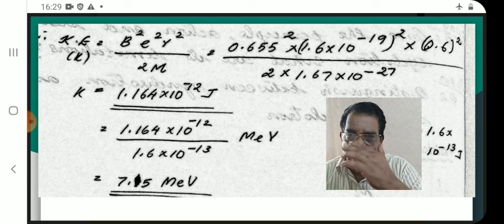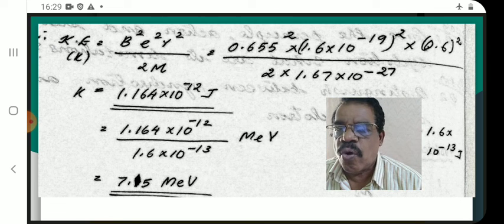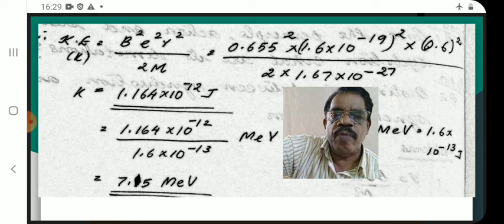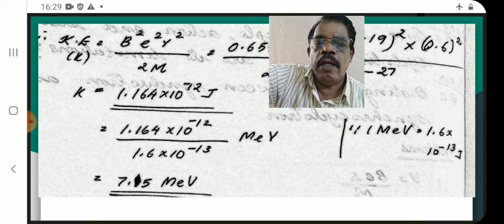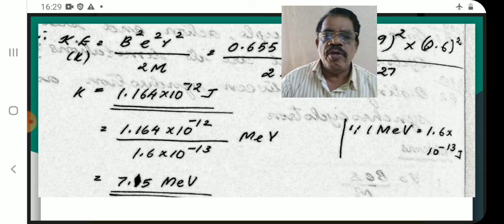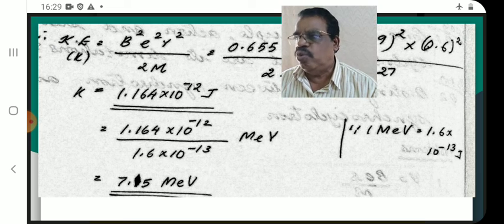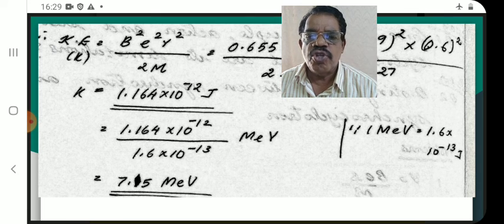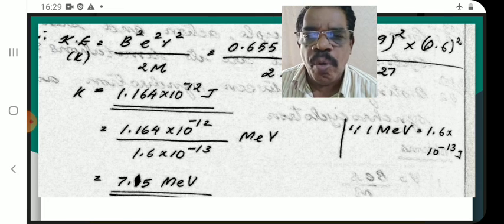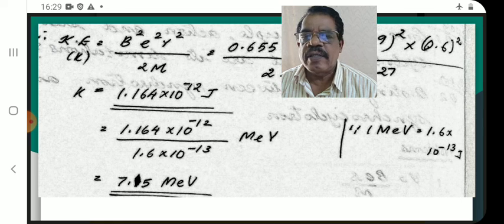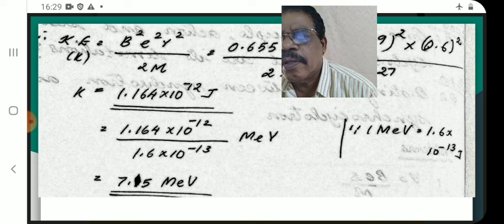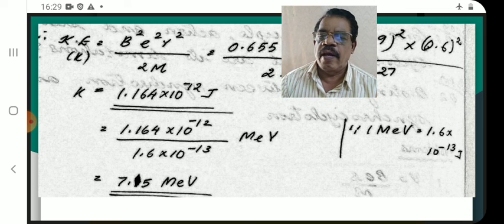We can convert into MeV by dividing it by 1.6 × 10^-13, because 1 eV is 1.6 × 10^-19 joule, and 1 MeV, that is 10^6 eV, is 1.6 × 10^-13 joule. So when we divide joule by 1.6 × 10^-13, we get MeV. On calculation we get the answer 7.65 MeV. I think it is 7.65.